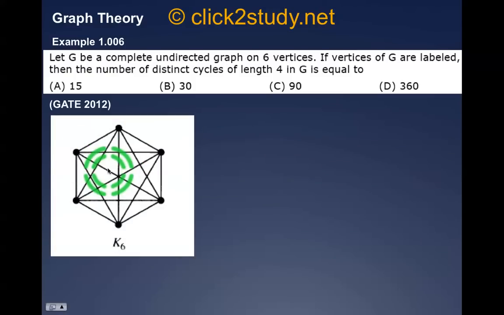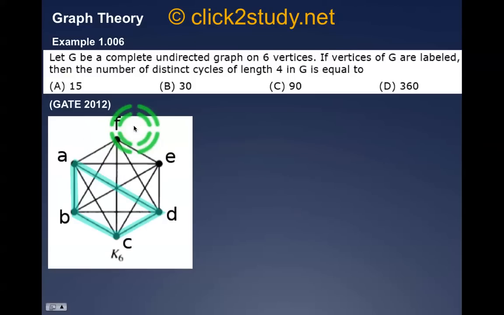So we have this graph. This is a graph of 6 vertices, and it's complete. Every vertex is connected with every other vertex, and then you give it some sort of labeling, and then you find the distinct cycles of length 4. So this is a cycle of length 4. I've shown it highlighted out here.